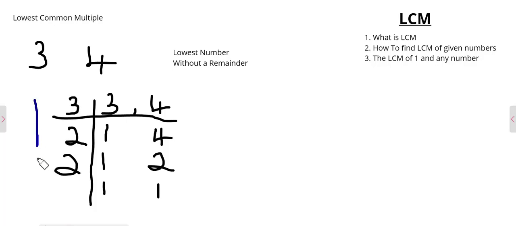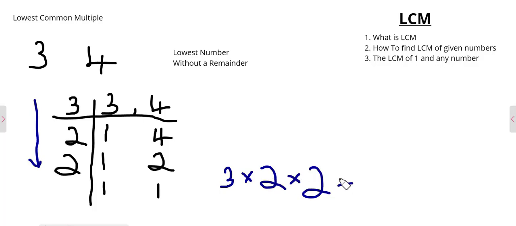On the left-hand side, what do we have? We have 3, we have 2, and we have 2. So all you need to do to get the LCM of these numbers is to add a multiplication sign in between them, and this will give us the LCM of the given numbers.